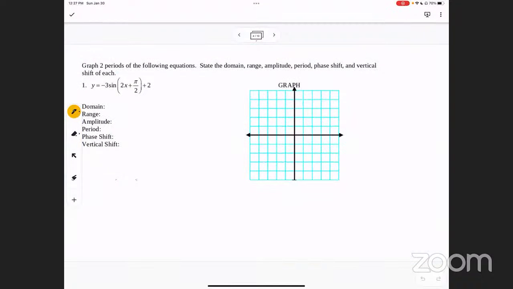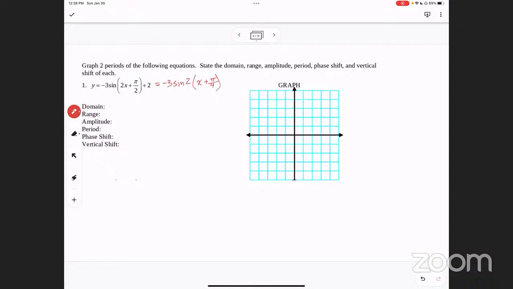Let's talk about graphing. This says graph 2 periods of the following equation, state all that stuff. The first thing that I would like to point out is that anytime you have something in here, factor it out. That's how I suggest that you write these things. Some people do it differently, but I really feel like that's the best way. So if I factor it out, this really equals -3 sine of 2 times x plus pi over 4.